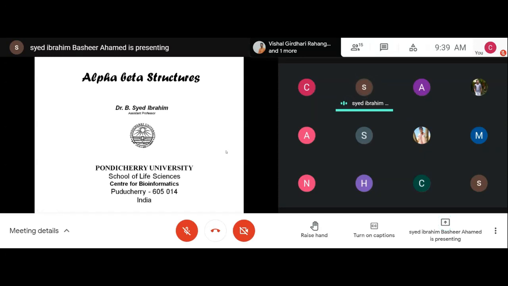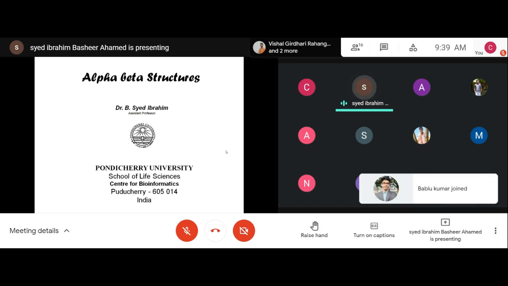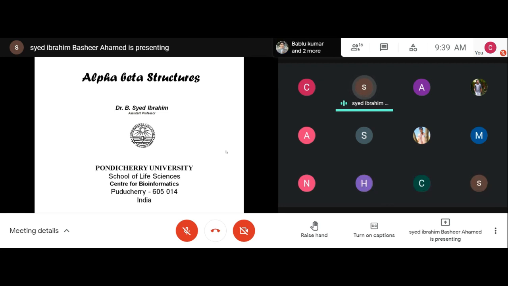Seeing different types of structural arrangements. Okay, so we saw only alpha helix. The proteins with only alpha helix are alpha domain structures. Now we are going to see the alpha beta structures. So here we have the proteins with both alpha helices as well as beta strands.